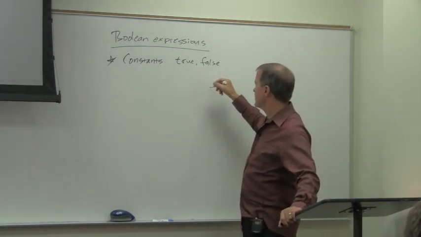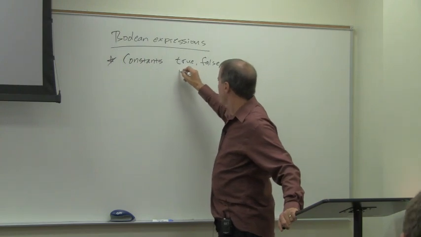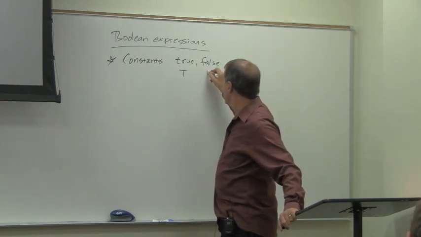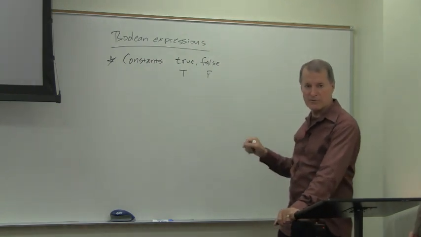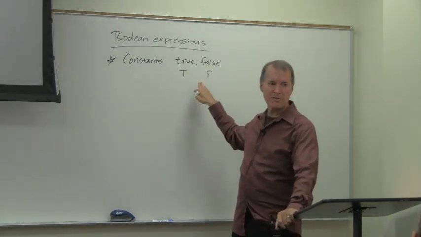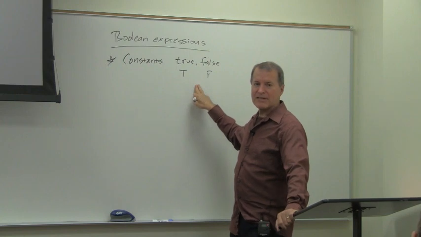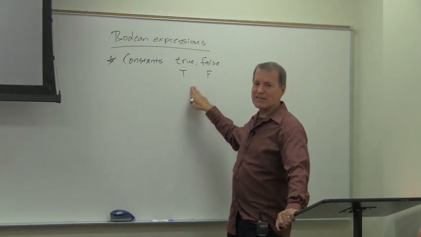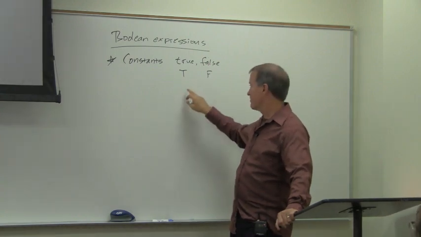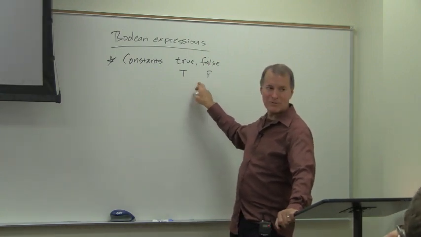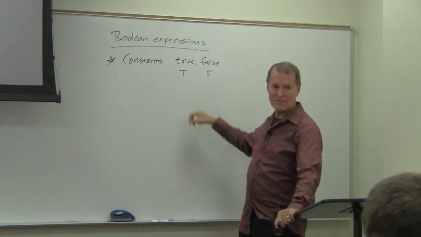you use uppercase. So on your papers, indicate true by uppercase T and false by uppercase F, if you want to abbreviate it. You can spell it out if you want. The reason is lowercase t's and lowercase f's, I've learned over the years that on a lot of papers I can't tell the difference with your handwriting. It's a lot easier for me to grade your papers if you use uppercase for T and F.